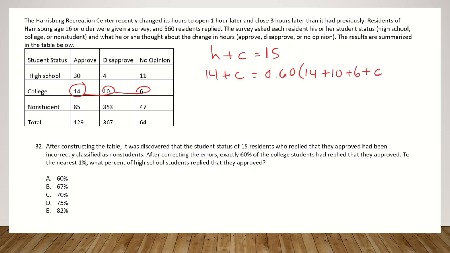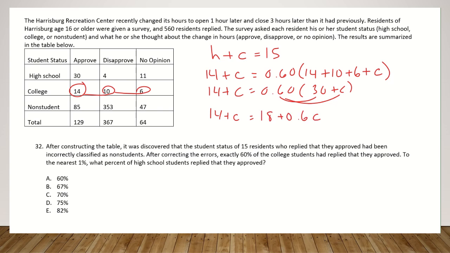plus the number that were incorrectly classified, just like our red marbles problem. If you add a certain number of red marbles to the bag, it adds to the total of the bag as well. So we have to add that C into both places. Okay? So 14 plus 10 plus 6 plus C. That is 30 plus C. Right? And then we can distribute this 0.6. And then we can solve for C.